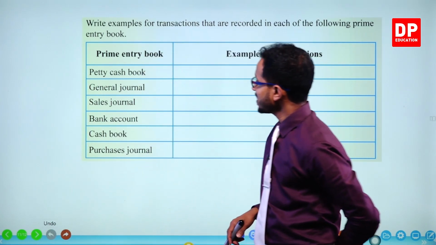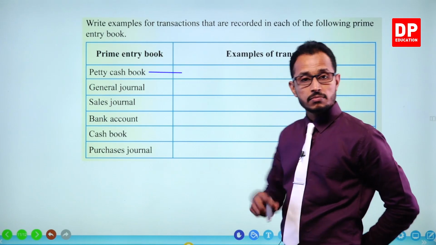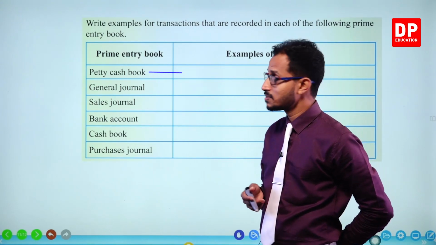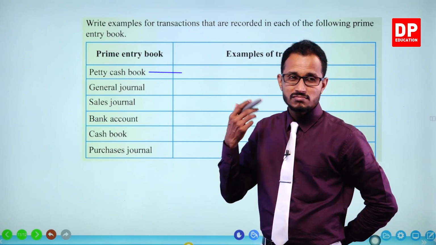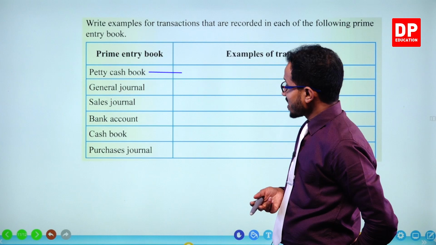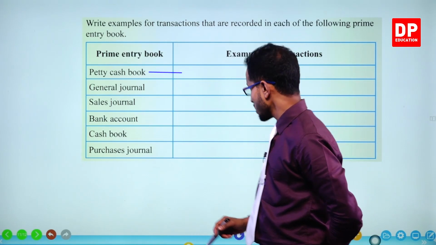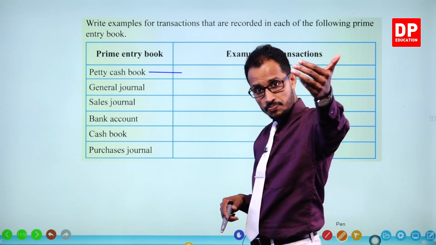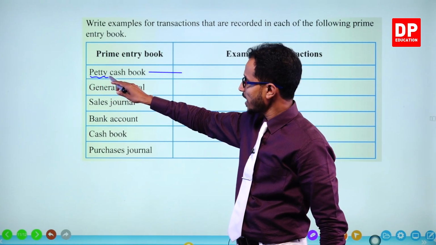First one, petty cash book. Can you write? Tell me whether you can imagine. Petty cash book. What transactions do you record? Whether you can remember. We talked about this. First of all, we have petty cash book. Tell me, what transactions are recorded in petty cash book? Petty cash.